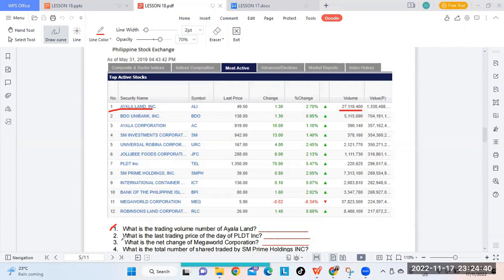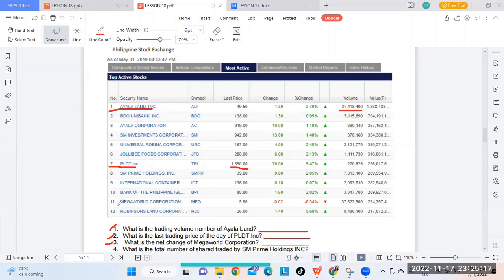Number 2, what is the last trading price of the day of PLDT Incorporated? So let's look for PLDT Incorporated. Ayun, nandun siya sa number 7. And for PLDT Incorporated, last trading price, last price. Okay, that's naman yun. So we have 1,350.